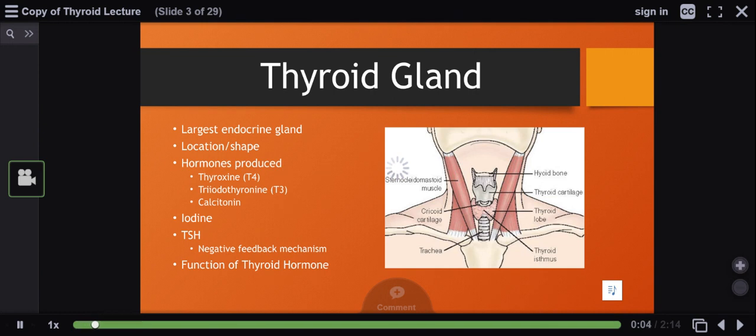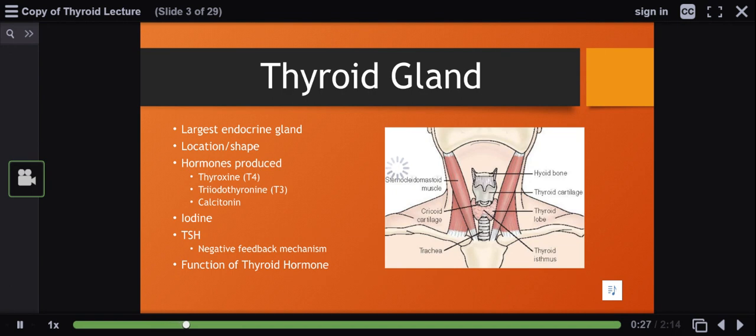The main function of the thyroid gland, which is the largest endocrine gland, is to control cellular metabolic activity. The thyroid gland can be found anterior to the trachea and is often referred to as the butterfly gland, as its shape has a butterfly origin.